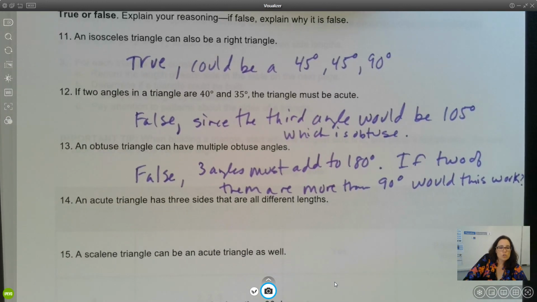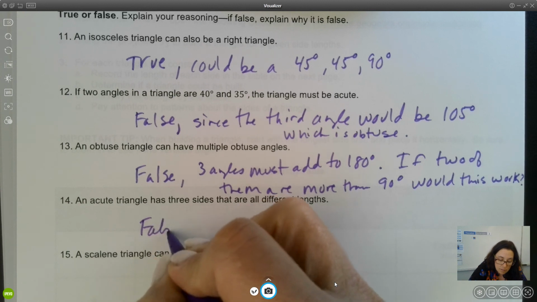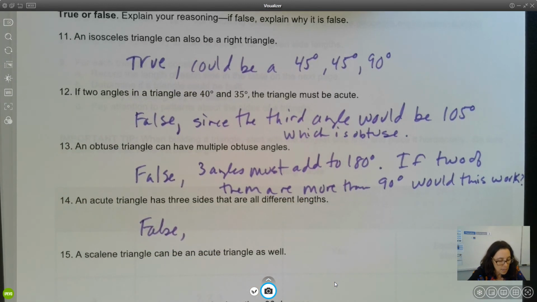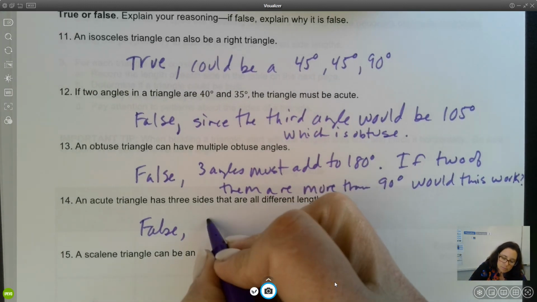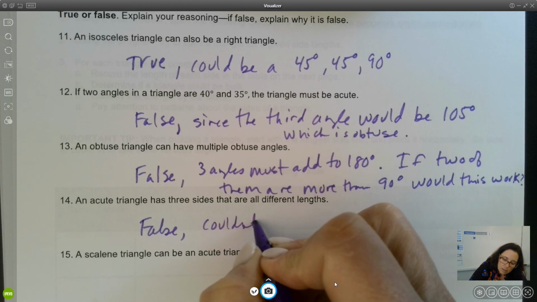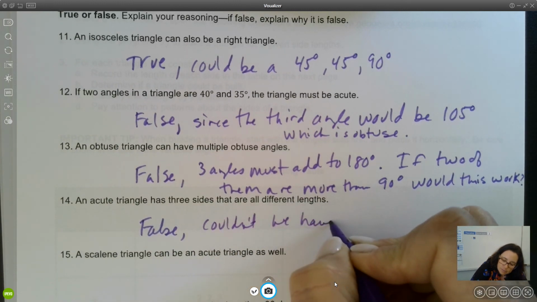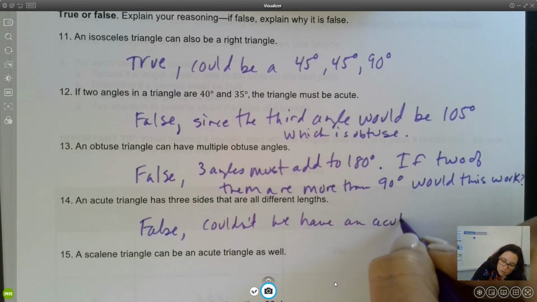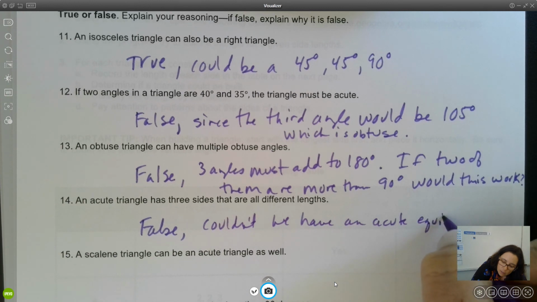All right, an acute triangle has three sides that are all different lengths. Okay, that's false. Couldn't we have an acute equilateral triangle?